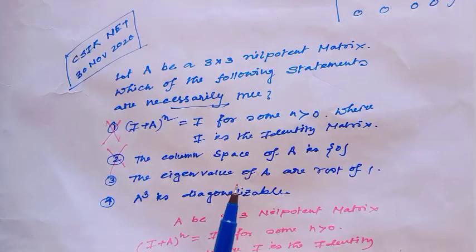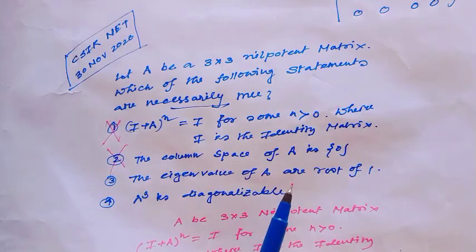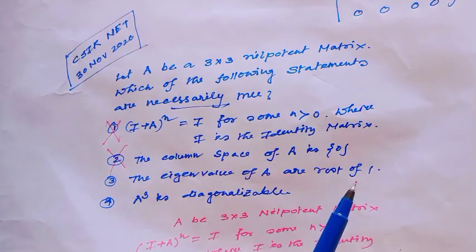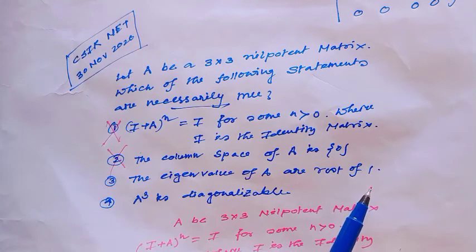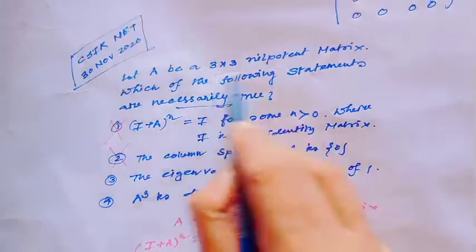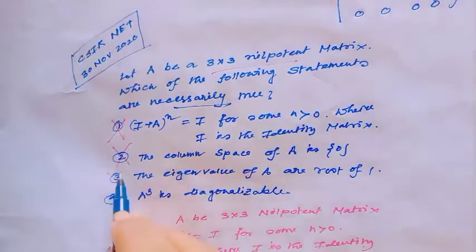Option 3 indicates the eigenvalues of the matrix A are roots of 1. This is also a wrong option because all of us know for a nilpotent matrix the only eigenvalue is 0.